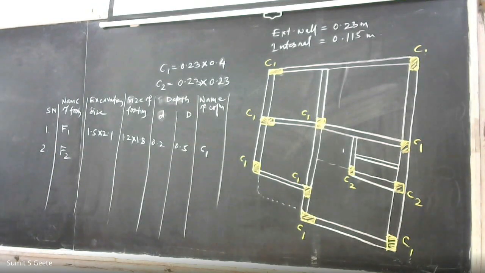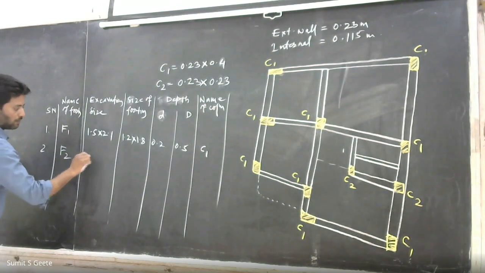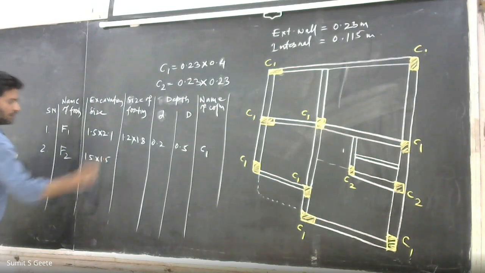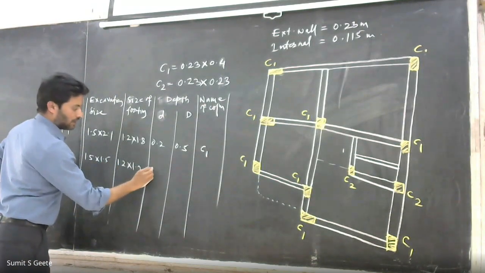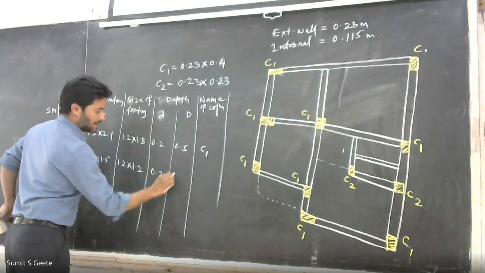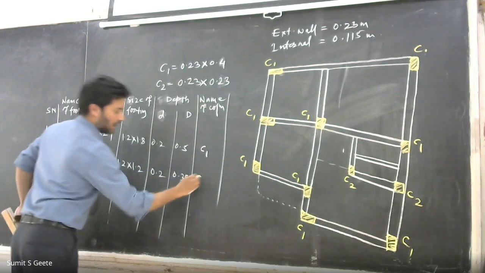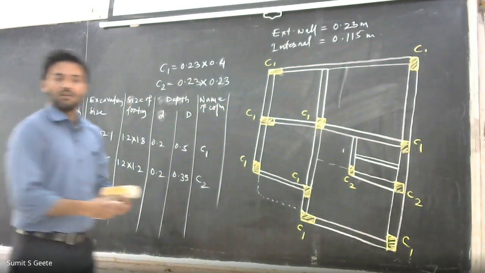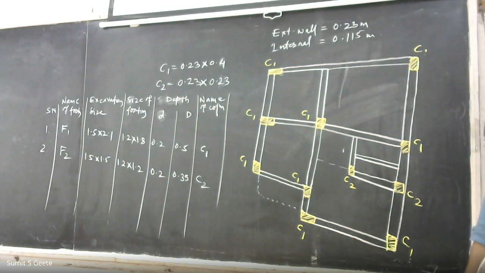Now, second one, footing is F2. The size of excavation is again 1.5 by 1.5. Footing size 1.2 by 1.2. Depth 0.2, and this is 0.35, and column is C2. Clear? So this is the data given to us.